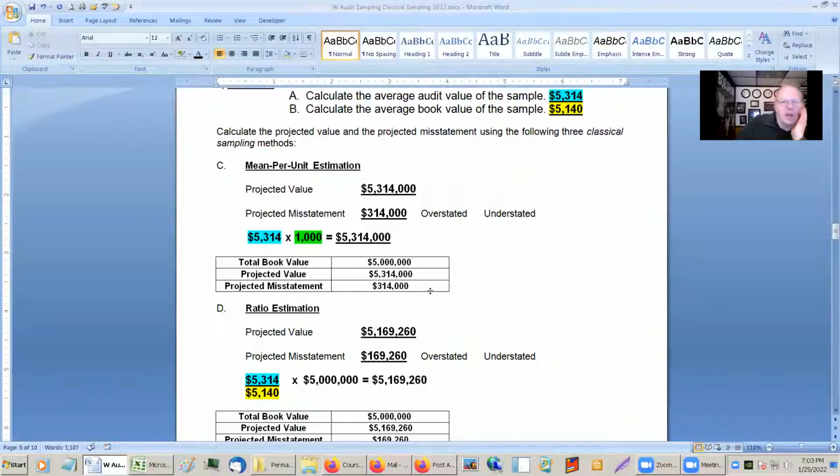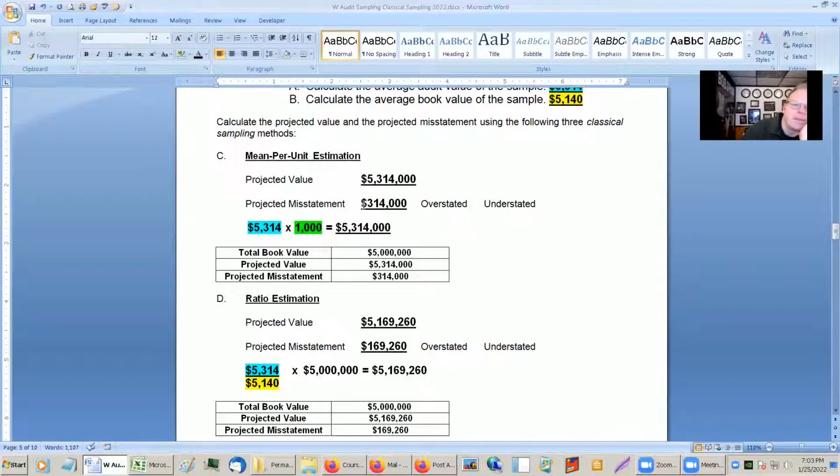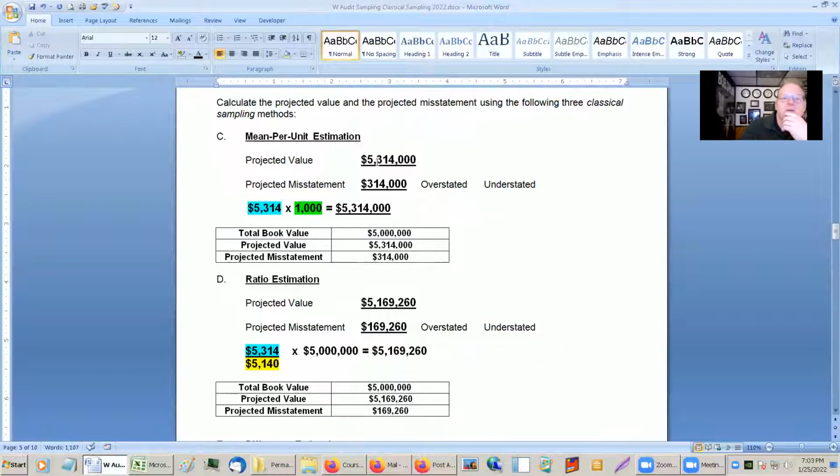Okay, I think that's what you should have gotten for these. I need to check my numbers too. I got them wrong. Anyway, the mean per unit, we say the projected value is 5,314,000. You only have 5 million on the book, so would this be overstated or understated? The client's books, would they be overstated or understated? What do you think?